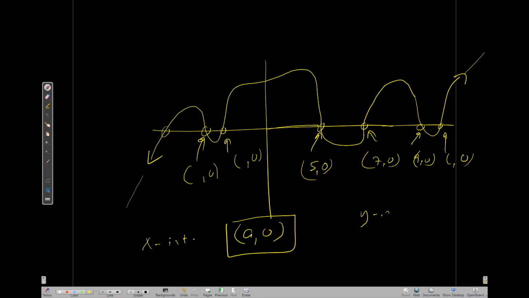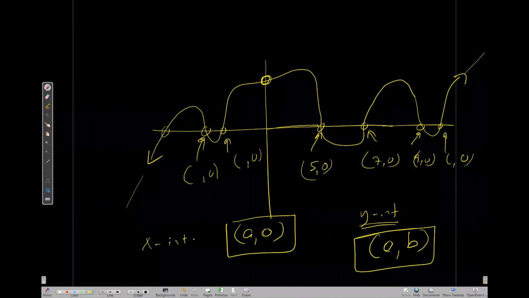Similarly, y-intercept will always have what? Well, in this example only one y-intercept, but it always has 0 comma some number. So let's call it b. So that's the next thing to keep in mind. Something comma 0, 0 comma something. Those are the two formats of x and y intercepts. Now because of that, we can learn more.